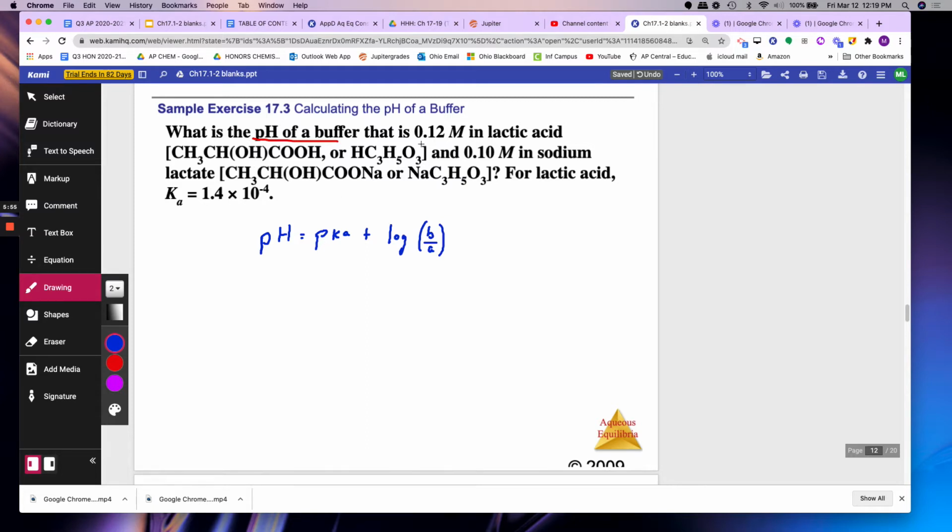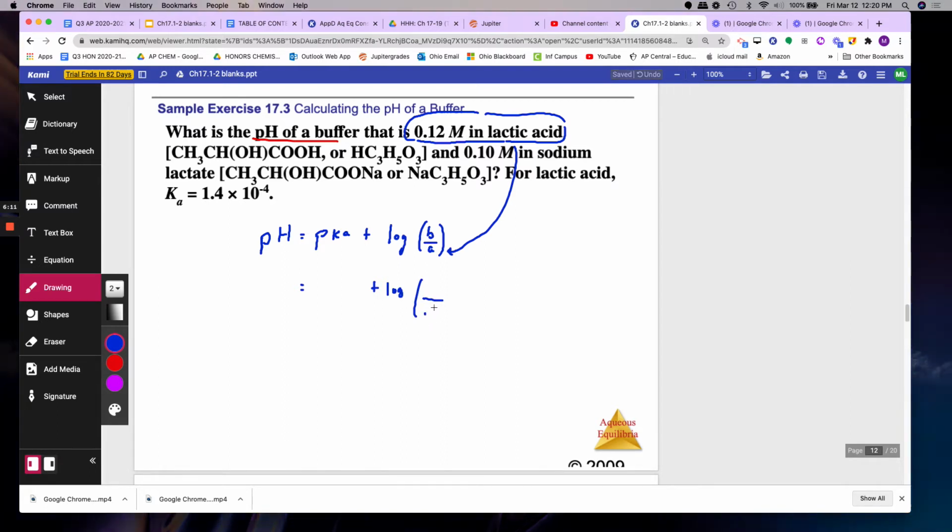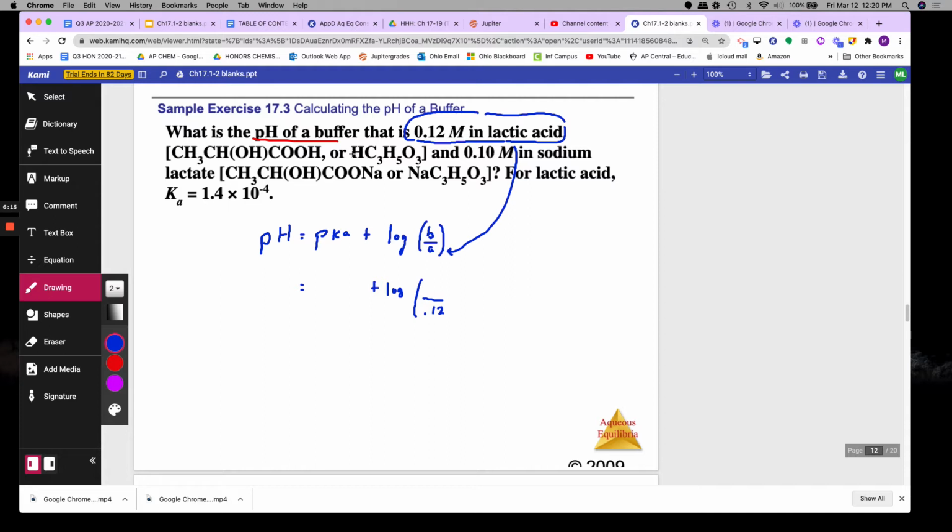What is the pH of a buffer with 0.12 molar lactic acid? So that would go in the A, right? So equals plus log, plug in A down here, 0.12 molar. And 0.1 molar sodium lactate. Here you might be confused because why is the sodium there? Remember, this is an electrolyte. When it goes into water, the Na plus dissociates from the negative ion. So the sodium is not doing anything. This is your ion right here. That is the conjugate base because it's missing one hydrogen. If you look at them, they're different by 1 hydrogen. They're conjugate pairs. So that number is the base. This is the conjugate base, so that goes here.